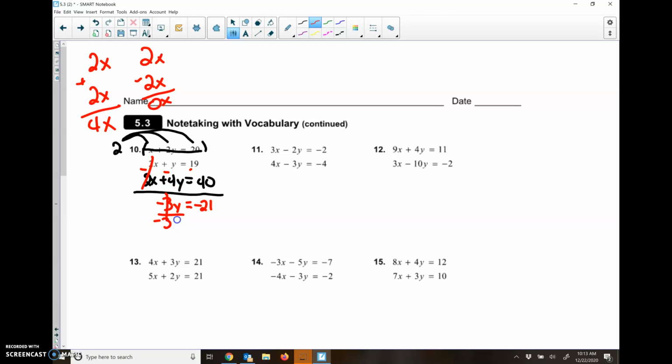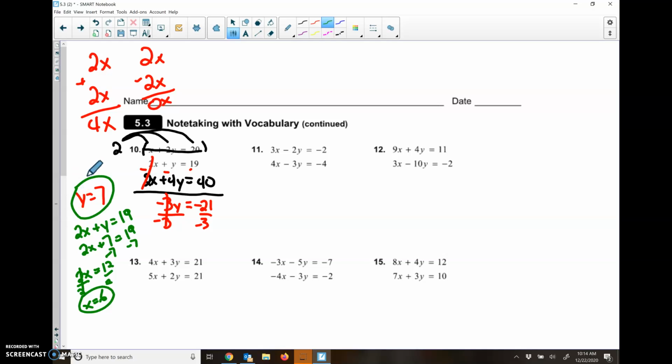I'm going to divide both sides by negative 3. And I figure out y is 7. Okay, and then same thing, if I just figured out y is 7, I'm going to use that information to figure out what x is now. So I'll use that bottom one there. So I got 2x plus y equals 19, and y is 7. So 2x plus 7 equals 19. Subtract 7 from both sides, so I have 2x equals 12. Divide, divide. So x is 6. So x is 6 and y is 7.